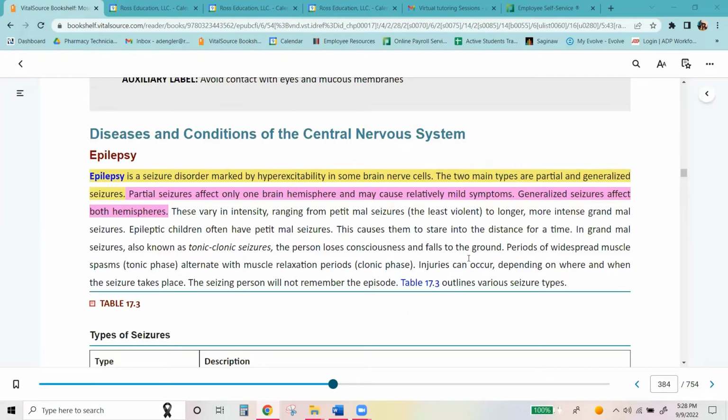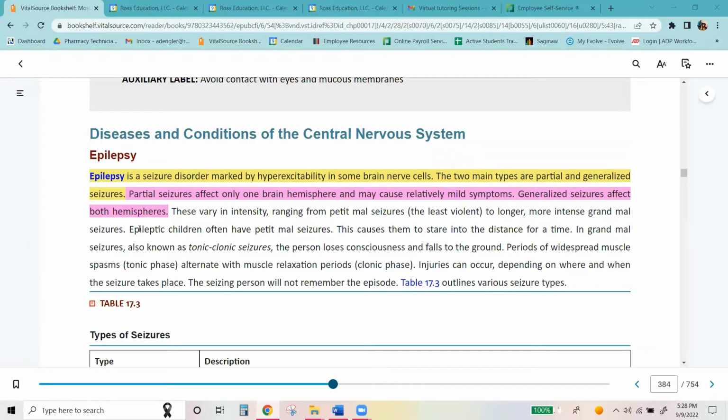Epilepsy is a seizure disorder marked by hyperexcitability in some brain nerve cells. The two main types are partial and generalized seizures. Partial seizures affect only one brain hemisphere, and they may cause relatively mild symptoms. Generalized seizures affect both hemispheres.